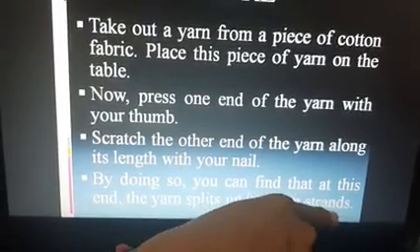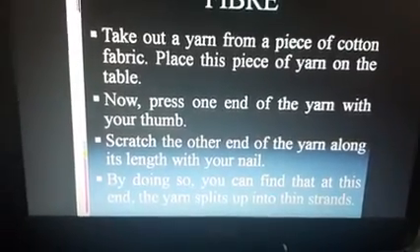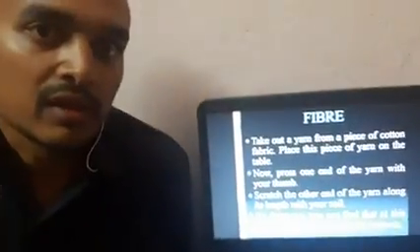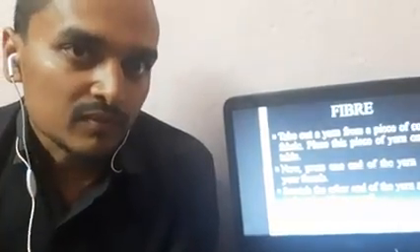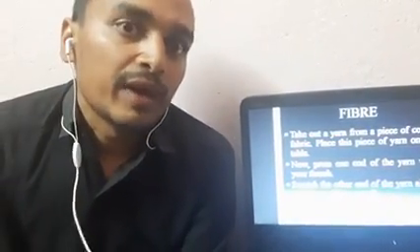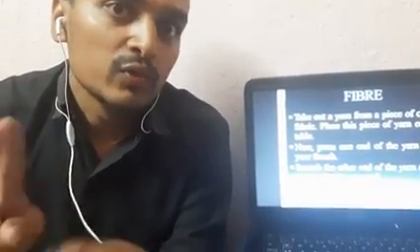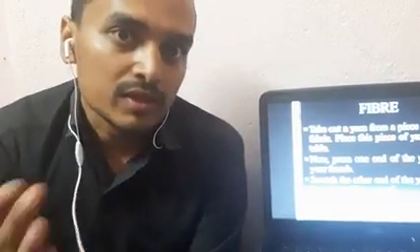What is meant by strands? Strands means very small, very thin fibers, and these fibers are arranged in such a way that one small yarn is prepared. These are called fibers, and these strands are spun together to make one yarn. And these yarns are used to make fabric. This is the step by step process to make a fabric.